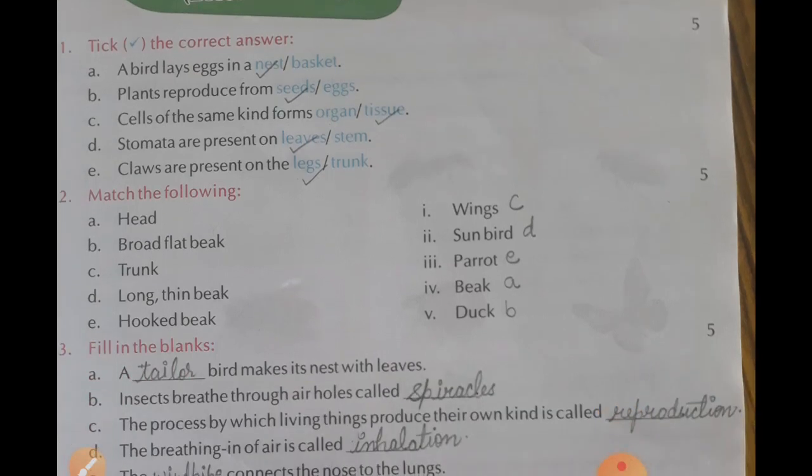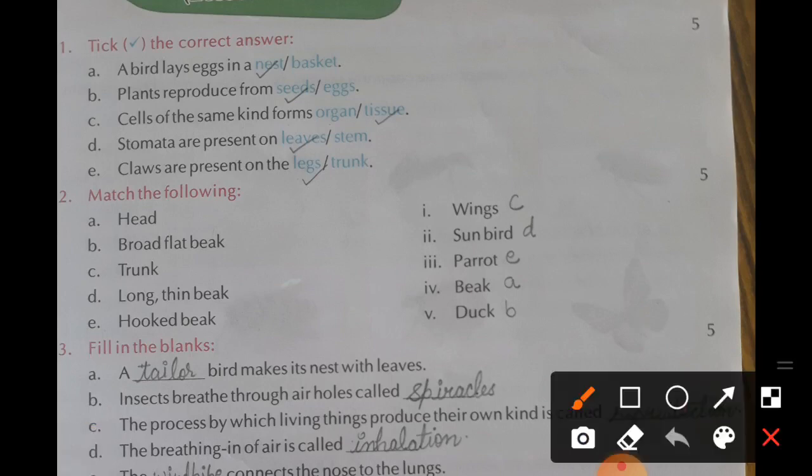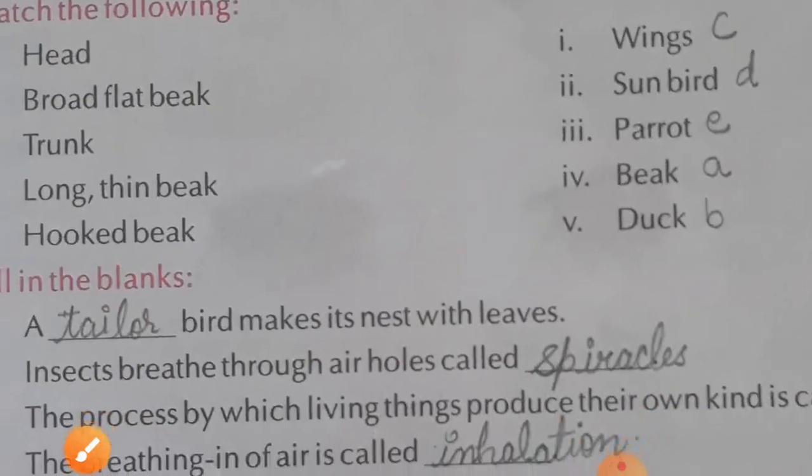Now match the following. You can write down the alphabet on the right side of the right column. Students, you have to write the alphabets only. Don't match with lines. Head, beak. Broad flat beak, duck. Long thin beak, sunbird. Hooked beak, parrot.